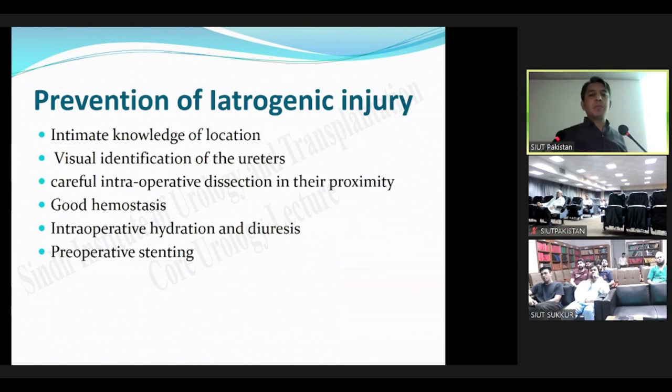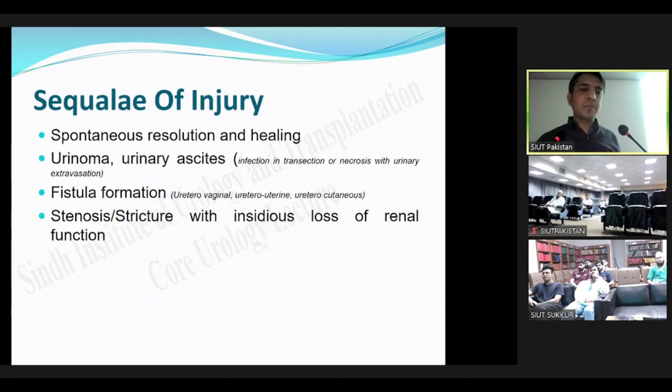Now, how to prevent iatrogenic injury? For iatrogenic injury, intimate knowledge of the location of the ureter is important. And then visualization of the ureter; for example, we can hydrate the patient and that can help in identification of the ureter. Careful intraoperative dissection in their proximity, good hemostasis, and intraoperative hydration with diuresis, as already mentioned, and preoperative stenting. Many books previously said that preoperative stenting is not that helpful in identification of ureteric injury.